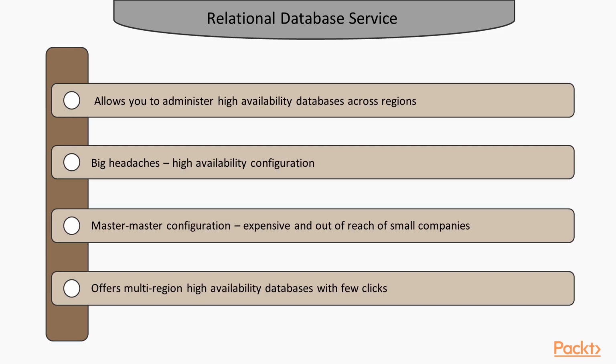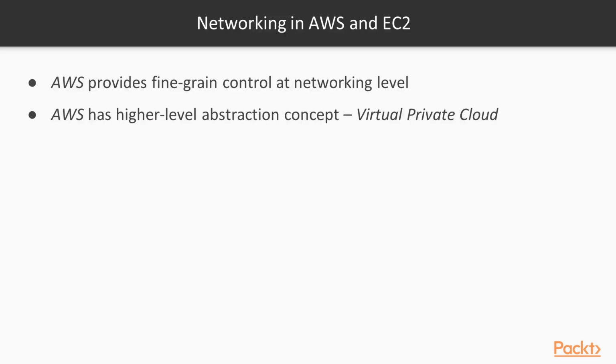Now we will move to Relational Database Service. There is another service that allows you to administer high availability databases across regions. This service is called RDS, and it stands for Relational Database Service. One of the big headaches with relational databases is the high availability configuration. Master-master configuration is something that is usually expensive and out of reach of small companies. AWS has raised the bar with RDS, offering multi-region high availability databases with a few clicks. Now, we move on to networking in AWS and EC2.